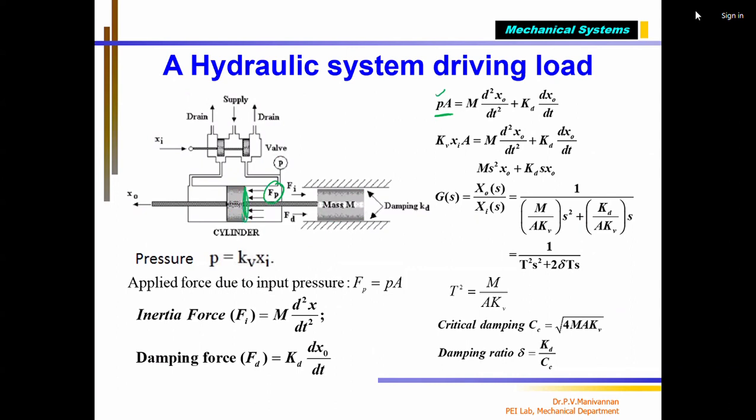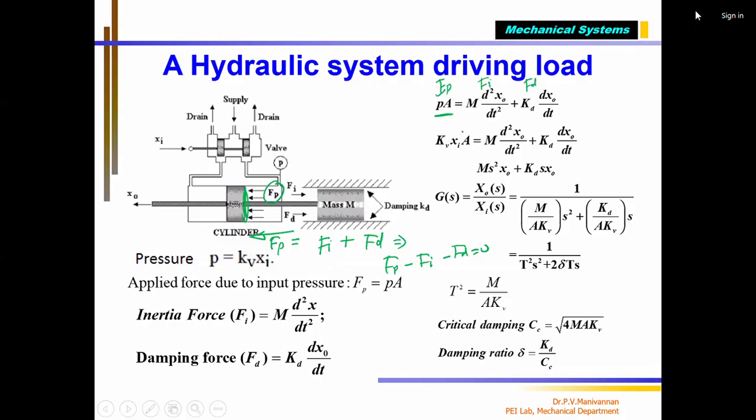This is equal to the opposing force, because this is trying to move like this. This is my Fp, equal to Fi plus Fd. These two, that means I can write Fp minus Fi minus Fd equal to 0, only when these two forces are opposing the motion towards the left. So for that I am writing the equation. This is my Fp, this is my Fi, this is my Fd.